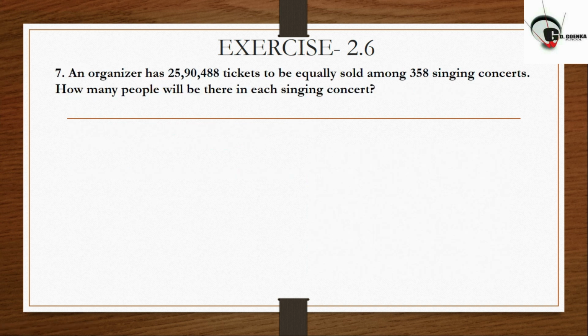The next one is, an organizer has 25,90,488 tickets to be equally sold among 358 singing concerts. How many people will be there in each singing concert?